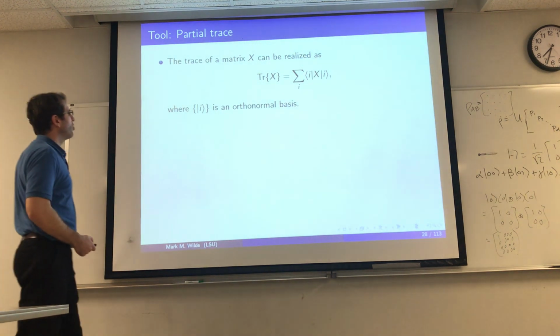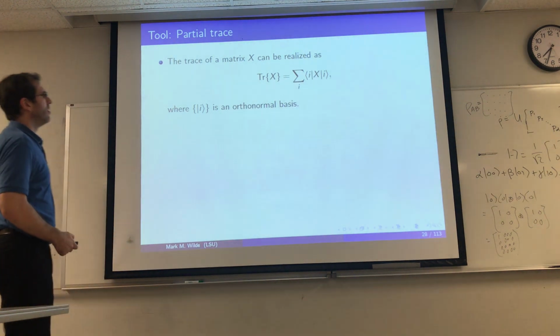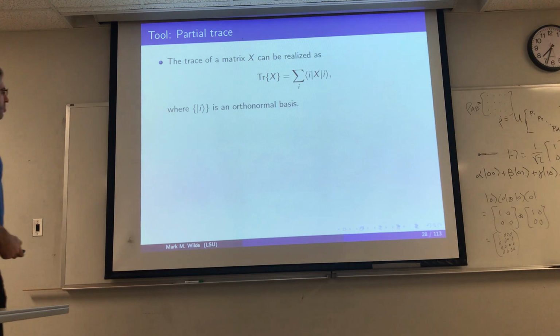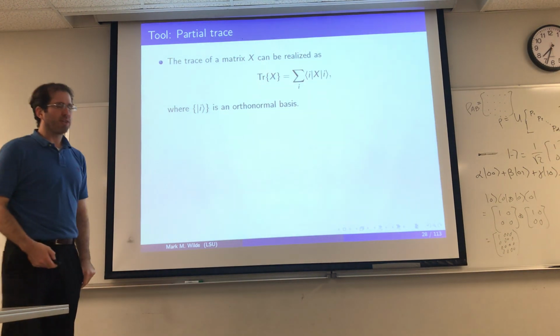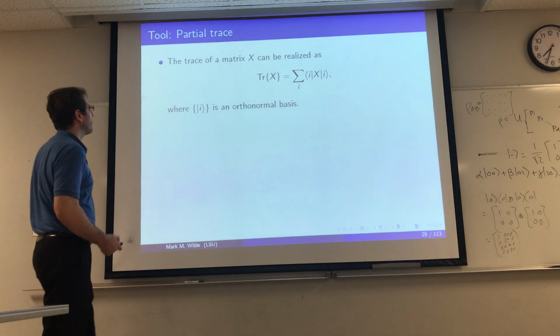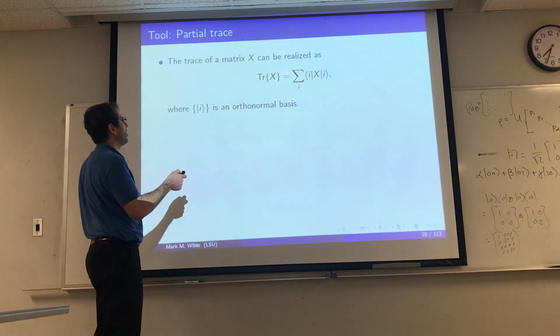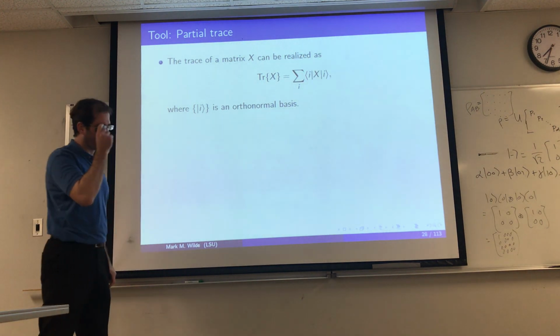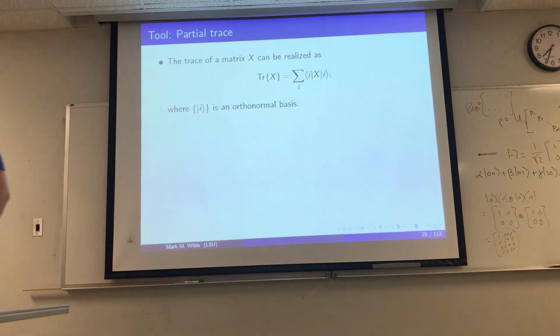Okay, another tool, partial trace. I guess we want to get to interesting things like teleportation, right? So we have to maybe go faster. The trace of a matrix you can write like this. That's an important calculation. That's how we defined quantum states, that they're trace 1.